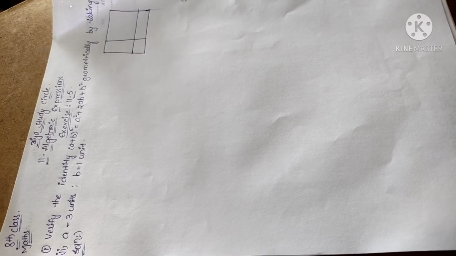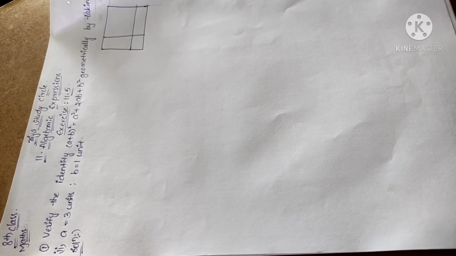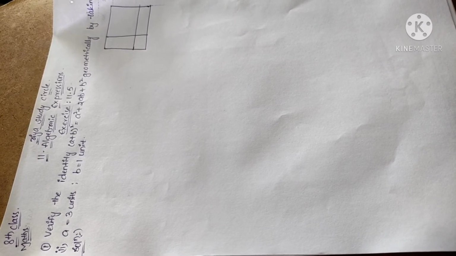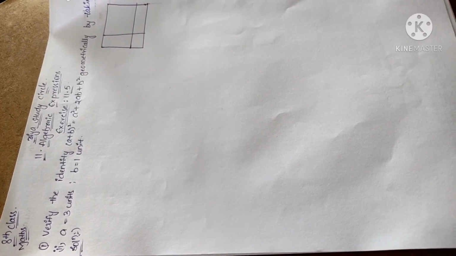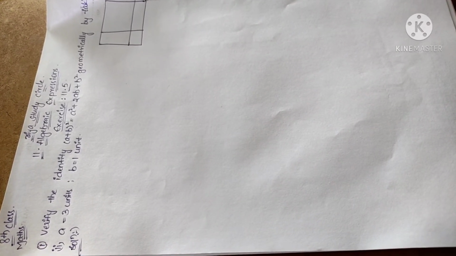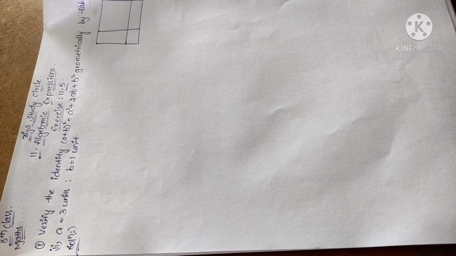Today I am going to explain 8th class maths, chapter number 11, algebraic expressions, exercise 11.5, first bit, second problem. This problem we have to do the same as the previous problem, which I explained in my previous video. So let's start the solution for this problem.